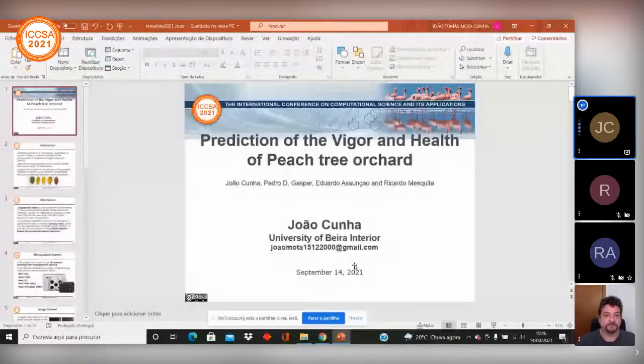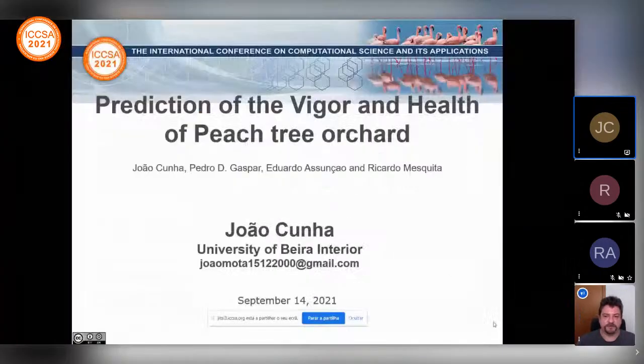That's João Cunha. João Cunha is there, and João Cunha, Pedro Diniz Gaspar, Eduardo Assunção, and Ricardo Mesquita are going to present a prediction of the vigor and health of the pitch tree of CAD by processing and analysis of UAV-based multispectral images. João, are you ready to start the presentation? Yes, of course. Good afternoon, everyone. I hope you can see me and hear me well. Can you see the presentation? We can see it. Please go ahead.